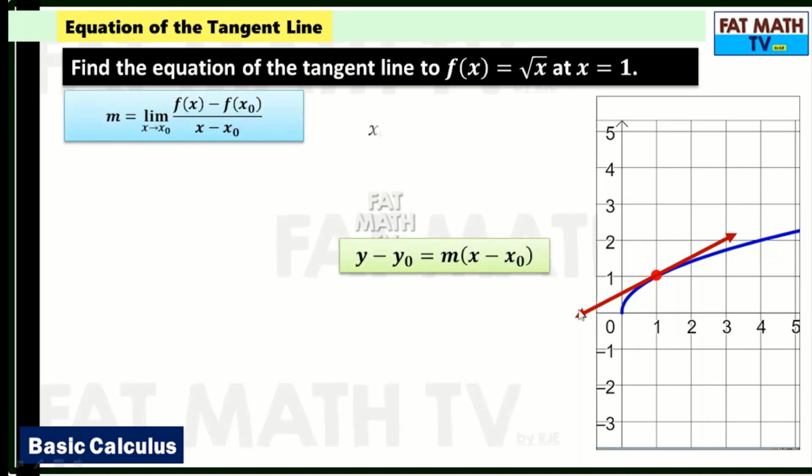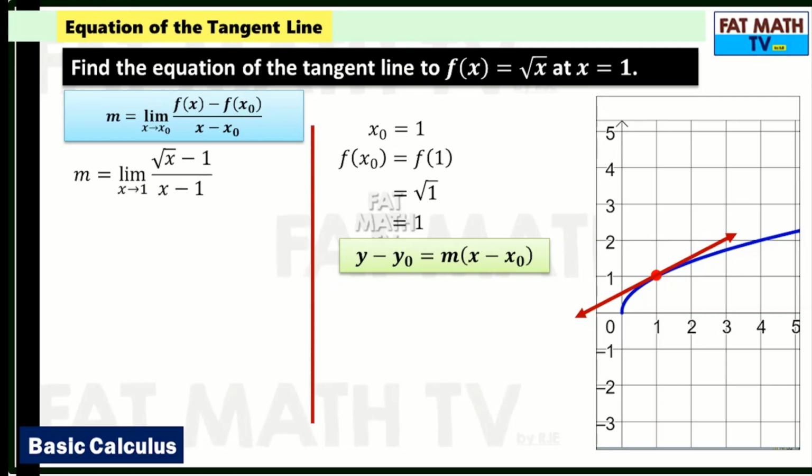So same process. First, solve for y null. Y null is the y value when x is x null. So f of 1, so square root of 1, is 1. For the slope, f of x is square root of x, f of x null is 1, so put it there, over x minus 1, as x approaches 1. As you can see here, if you substitute 1 directly, you're going to have square root of 1, that's 1, minus 1 is 0, over 0.